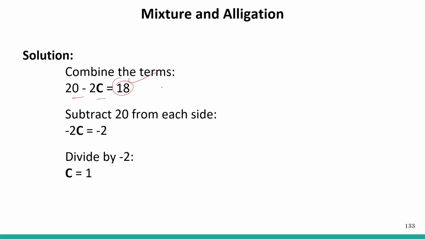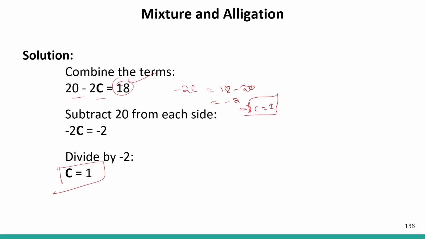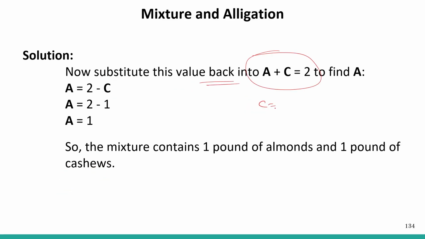By subtracting 20 from each side, we get minus 2c is equal to 18 minus 20, right? So this will be minus 2. This implies that c is equal to 1. Now substituting this value back into a plus c is equal to 2, we have c is equal to 1, so a plus 1 is equal to 2. This implies that a is equal to 1, right?